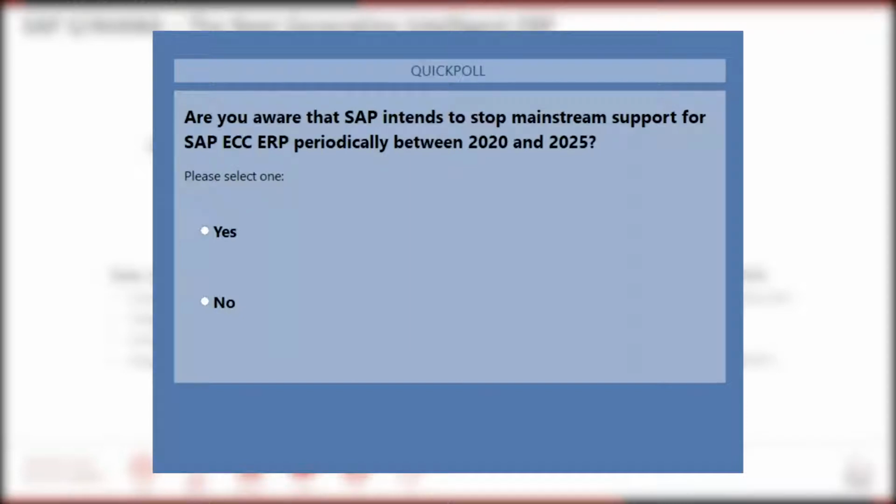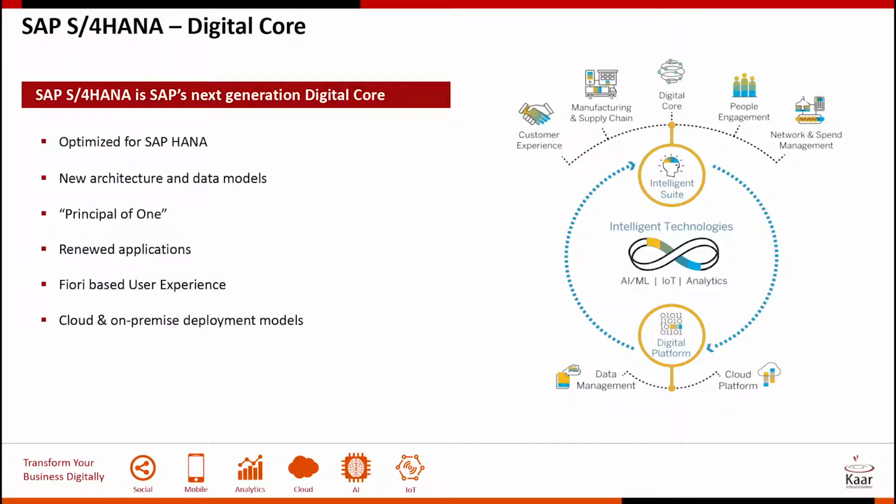So why is S4 so unique? Primarily, number one, it's optimized for SAP HANA. It has a completely new architecture and data model. You have a very Fiori-based user experience, and you have both cloud and on-premise deployment models as well. And obviously the integration to other cloud products, which brings in the intelligence into the system.